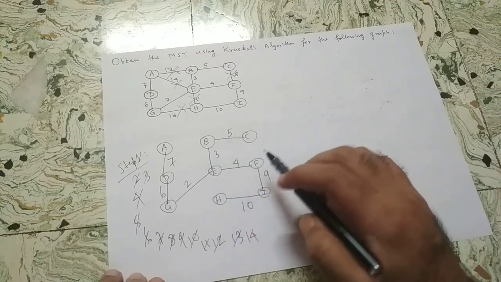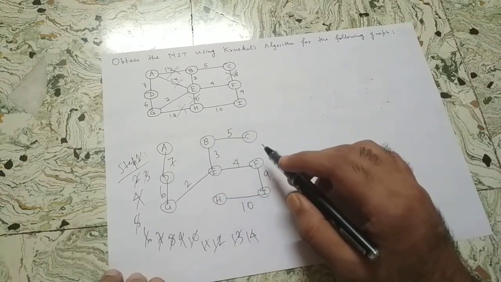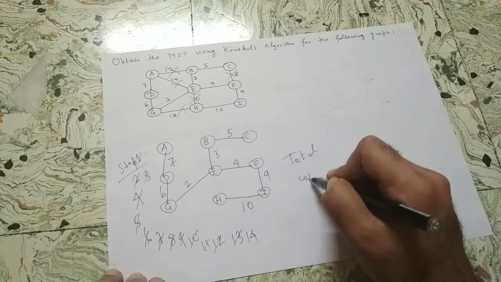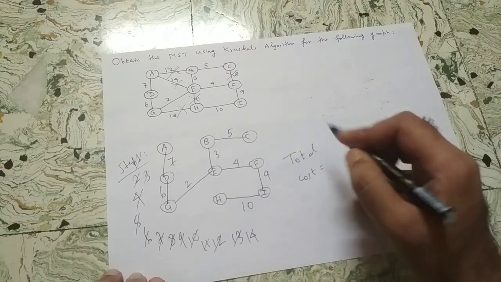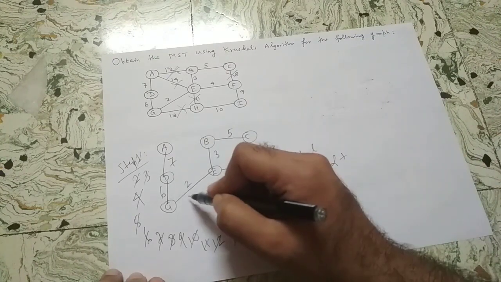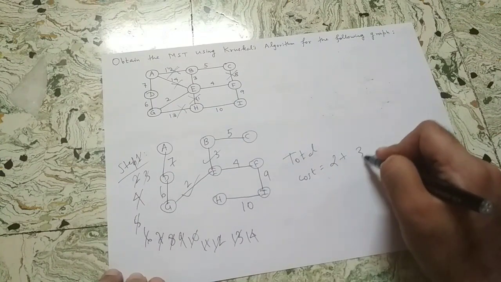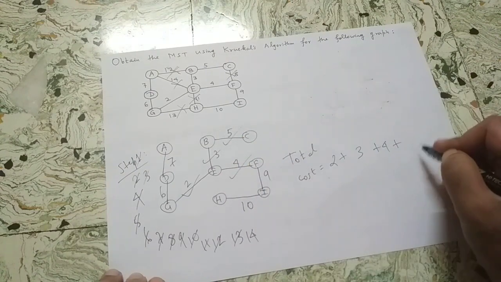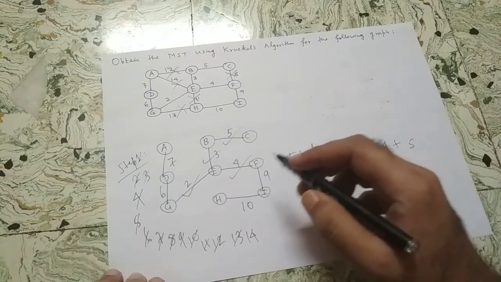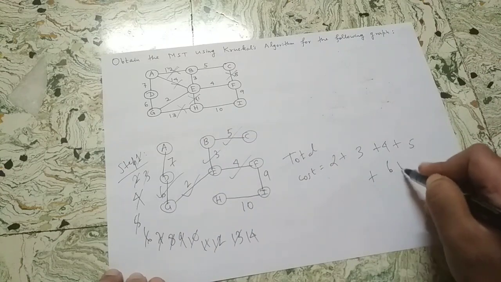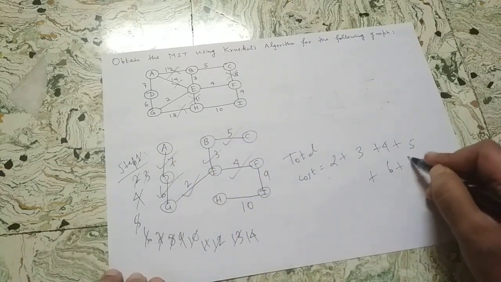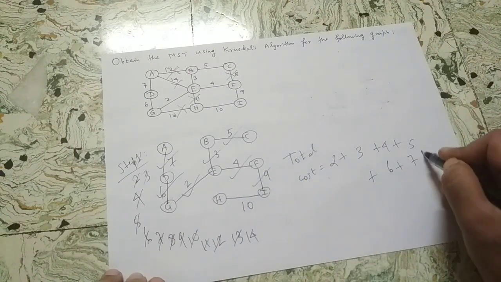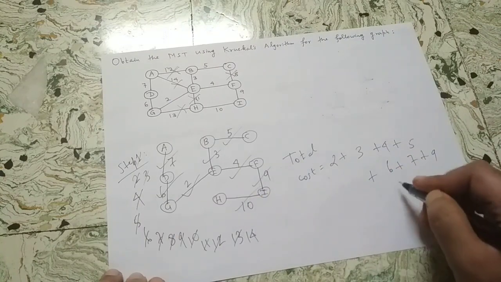And now we have a connected graph, which is a minimum spanning tree. And what is the total cost? The total cost of the minimum spanning tree will come out to be, just sum up the weights. The weights that I will consider are 2, 3, 4, 5, the next one that I should consider is of course 6, the next one is 7, I think after 7 I have 9, so it's 9, and the last one is 10.